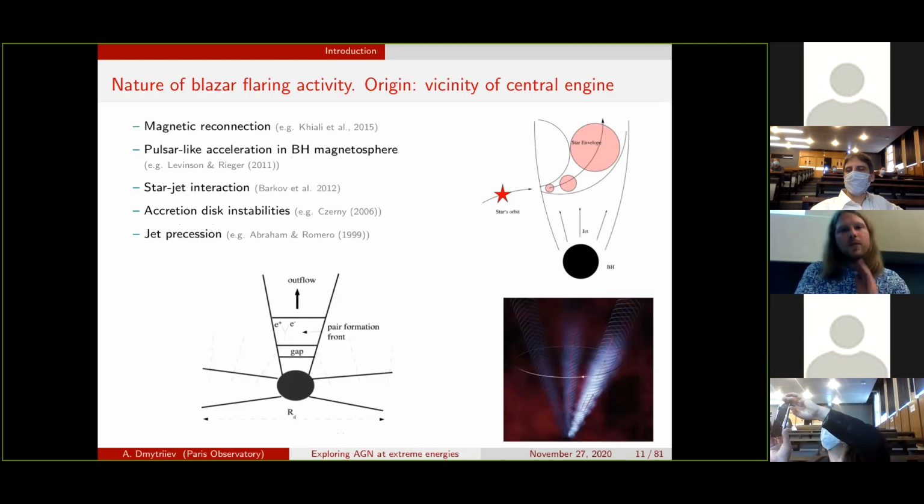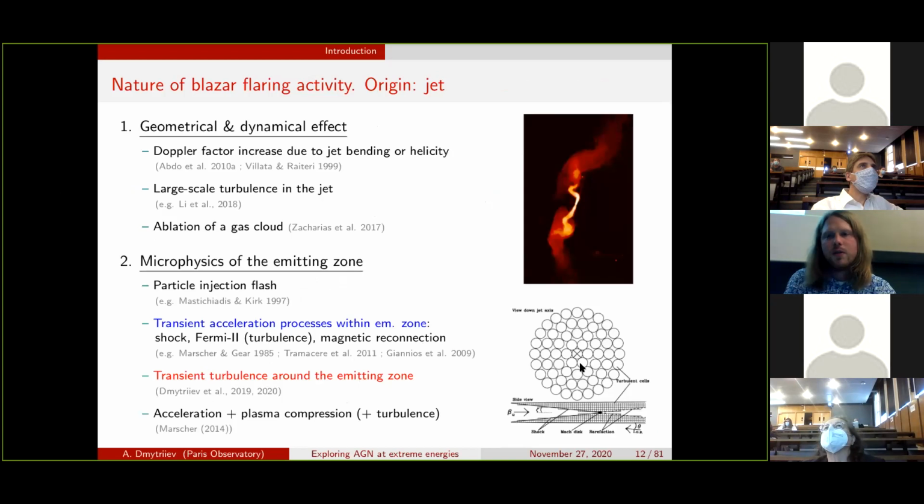So, very briefly, about possible mechanisms that can drive blazar flares. There are two broad classes of models. The activity can originate very close to the central engine. For instance, a red giant star crossing close to the black hole, being tidally disrupted and accelerating particles, or pulsar-like acceleration in the vacuum gaps near the black hole, or jet precession. Or it can originate in the extended jet, so further from the black hole.